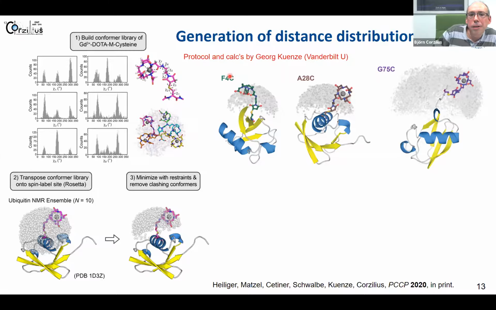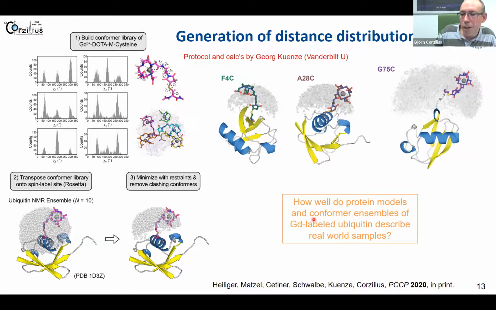And you can see, for example, here in the F4C, gadolinium conformers are much more restrained, and we see this kind of umbrella-shaped space. In A28C, we almost have this half spherical dome, so it has more degrees of freedom to orient itself. And in G75C, because we also have the flexibility of the C-terminus, the gadolinium can take up a very large space. We have to account for a lot of different conformers in our inhomogeneous ensemble.